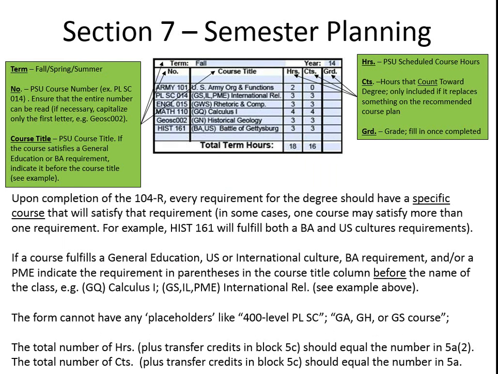Looking at an individual semester on the 104R, the top line has the semester, fall, spring, or summer, and the 2 or 4-digit year.